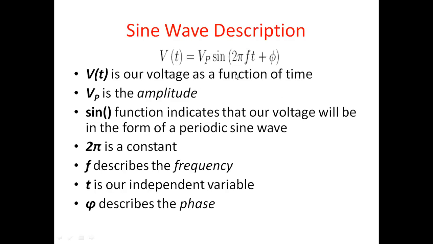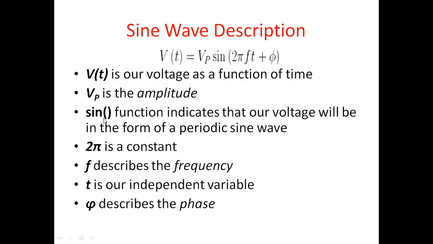The equation on the right side describes how the voltage changes over time. In that, Vp is the amplitude. It describes the maximum voltage that our sine wave can reach in either direction. That means our voltage can be either plus Vp or minus Vp, and the unit is volts.